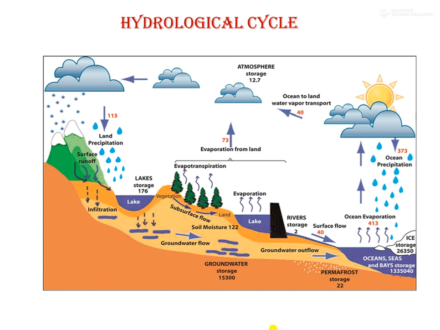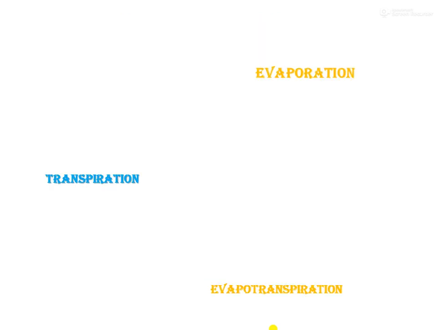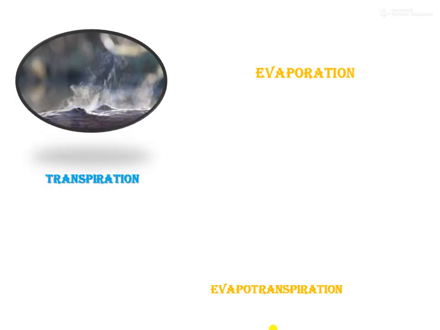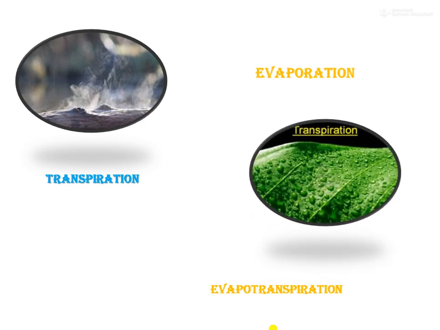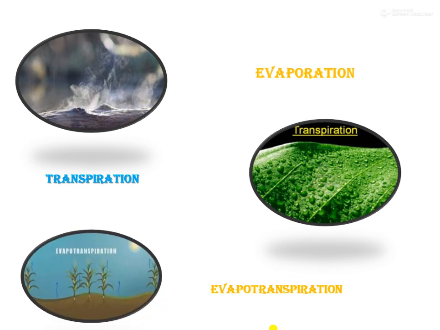In the last lecture, we discussed the hydrological cycle. What is a hydrological cycle? In short, the hydrological cycle is the continuous movement of water within the Earth's atmosphere. Evaporation is the loss of water from the soil surface. Transpiration is the loss of water through the aerial part of the plant. Then evapotranspiration is the combined loss of water from the soil and the aerial part of the plant.